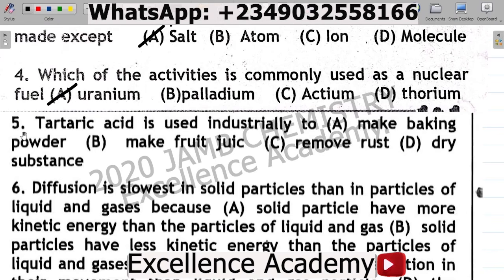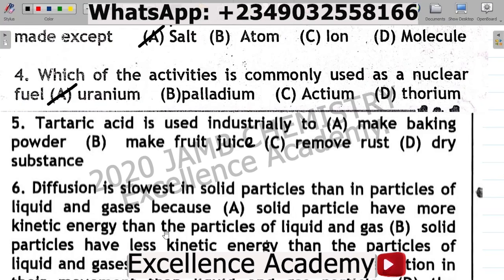Number 5, tartaric acid is used industrially to A, make baking powder, B, make fruit juice, C, remove rust, D, dry substance. What is the correct answer to this question?